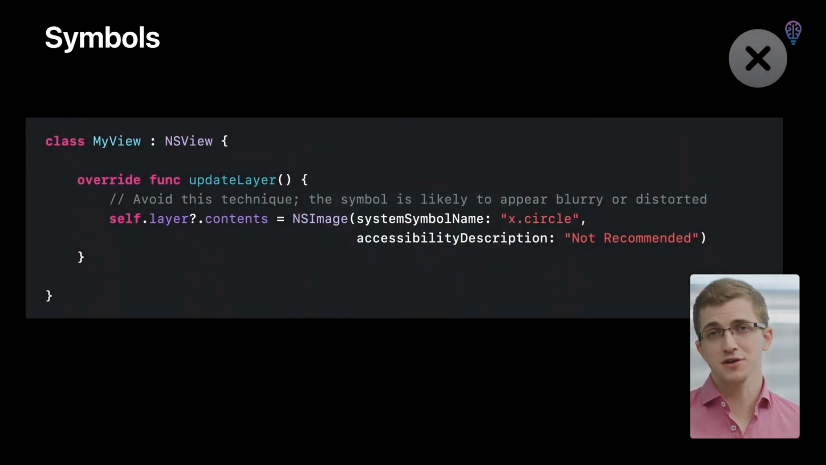You should especially avoid using NSImage directly in layer contents. This has been problematic for many versions of macOS, but it's especially bad for symbols. Once an image is set as layer contents, it loses all of its context sensitivity, and it won't be able to adapt to things like display scale. It's also difficult to properly size and position the layer in this scenario, which makes this a recipe for blurry symbols. It's better to just use NSImageView.